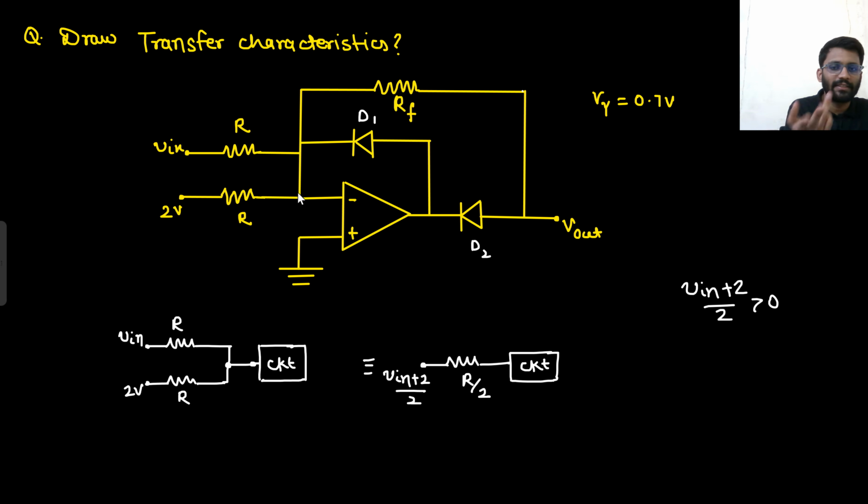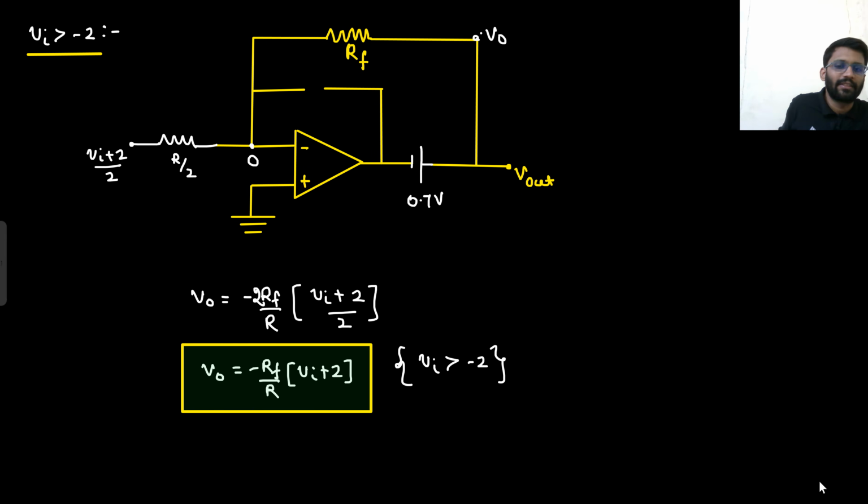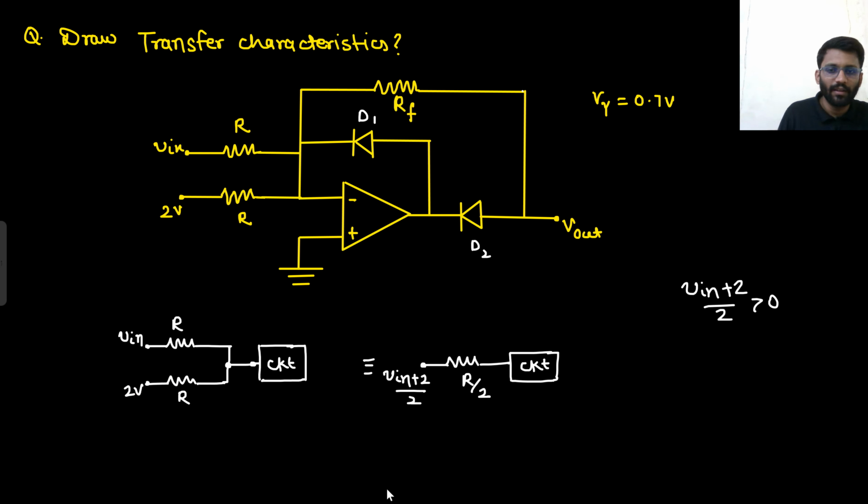You can apply simple node analysis. 0 minus V in by R, 0 minus 2 by R, 0 minus V naught by RF. You will get to know that your V naught is minus RF by R, V in plus 2. You will simply write that expression. Then you will see if the input voltage V in plus 2 by 2 is less than 0, then what will happen?